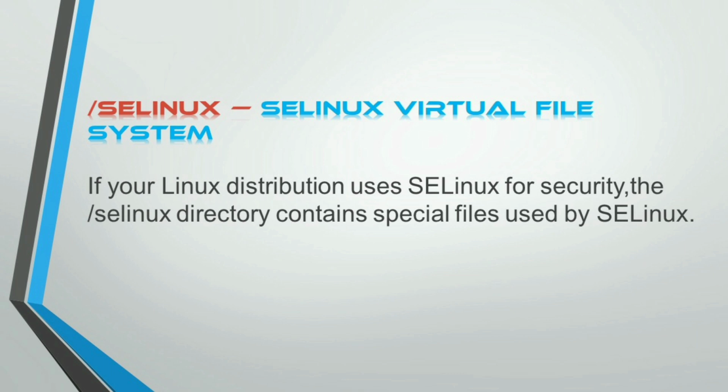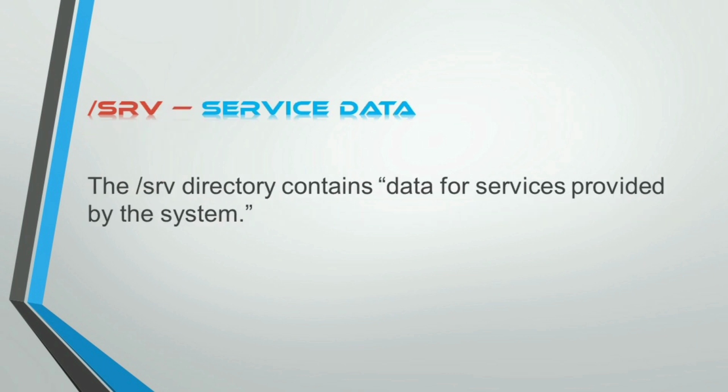/selinux represents the SELinux virtual file system in the Linux file system. If your Linux distribution uses SELinux for security, the /selinux directory contains special files used by SELinux. The /srv directory represents service data in the Linux file system. The /srv directory contains data for services provided by the system.